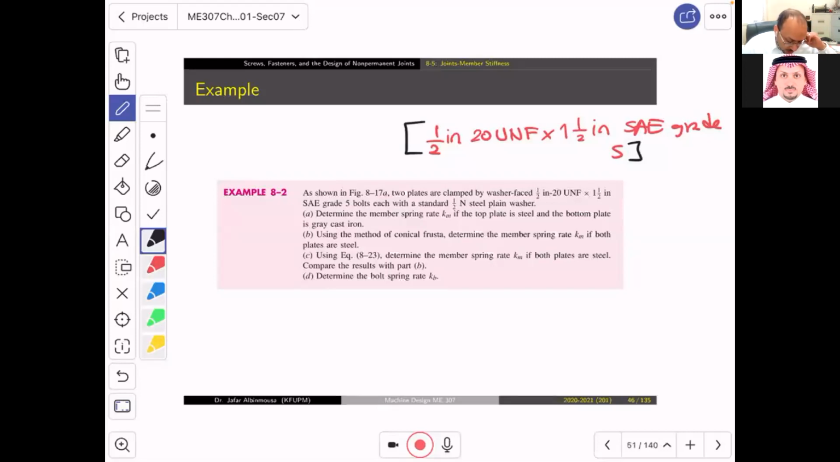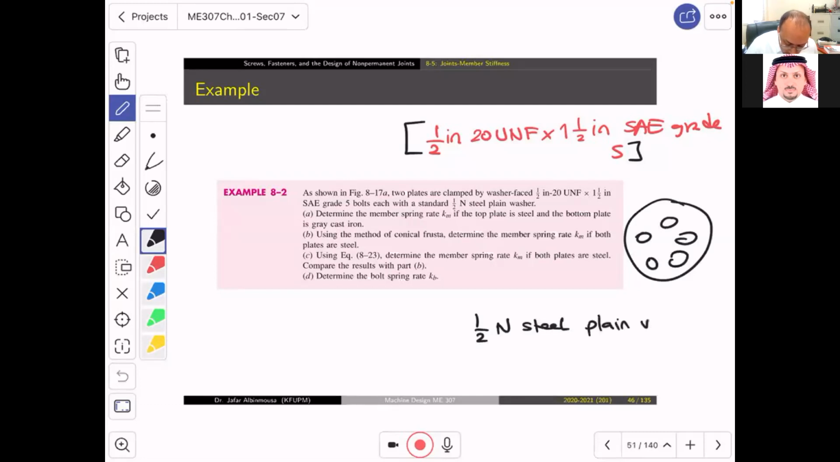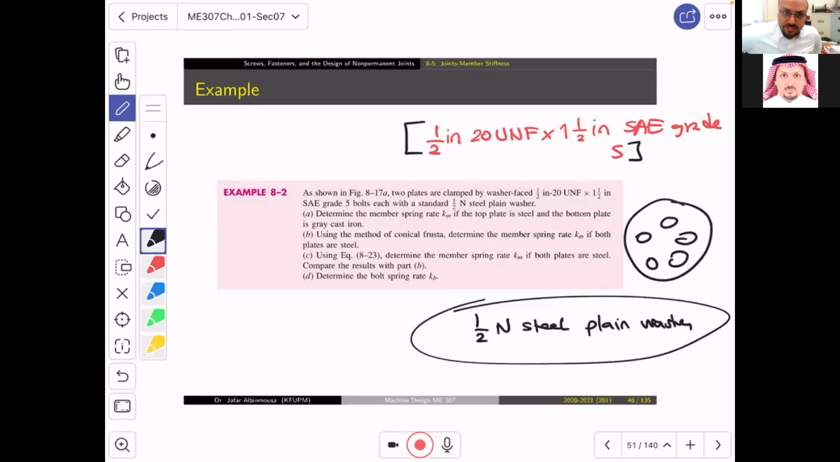Now, it says we have grade 5 bolts, so there are 5 bolts. This is an arrangement with 5 bolts. All right. And it says that each one of them, with a standard, we are using a standard 1/2 in steel plain washer. Again, this is the name of the washer.